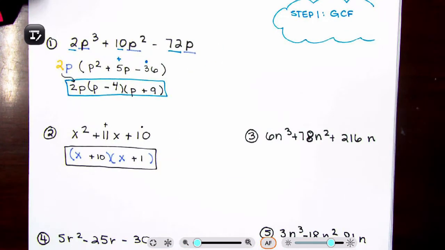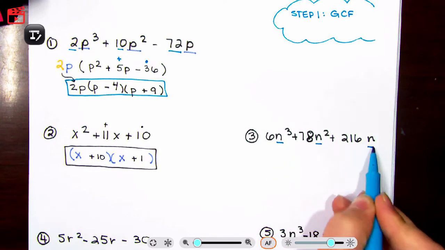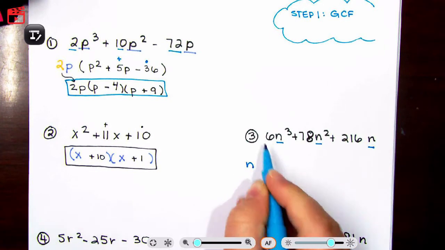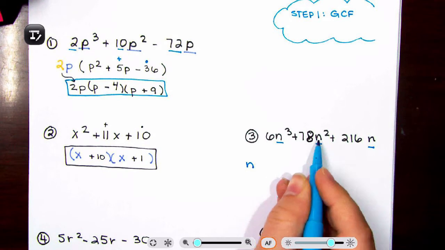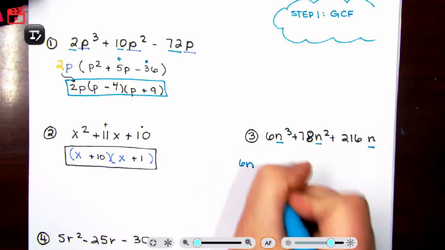Oh, this one here, let's see what we have. Looks like I made a little typo here, but that does say 78. So let's see, I have an n, so I'm going to pull out an n. I have a 6, 78, and 216. So maybe 6 can come out. 78 divided by 6 gives me 13. 216 divided by 6 gives me 36. So yes, I can pull out a 6.